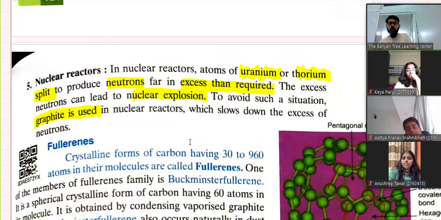So these neutrons can lead to nuclear explosion. To avoid such situation, graphite is used in nuclear reactors, which slows down the excess of neutrons.